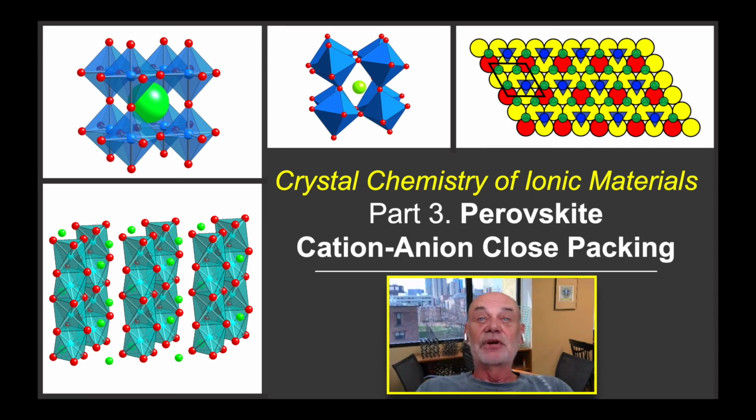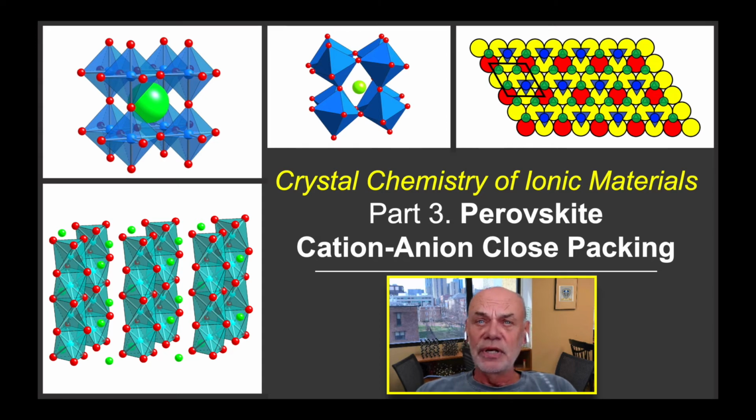In this final video on the crystal chemistry of ionic materials, we look at the perovskite structure, one of the most important crystal structures in materials research. We'll see the structure is based on the close packing of layers that contain an ordered arrangement of anions and larger cations, and the smaller cations occupy the octahedral interstices between those layers.